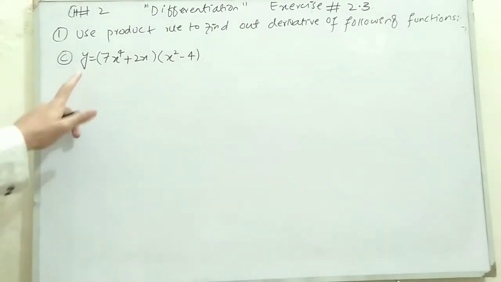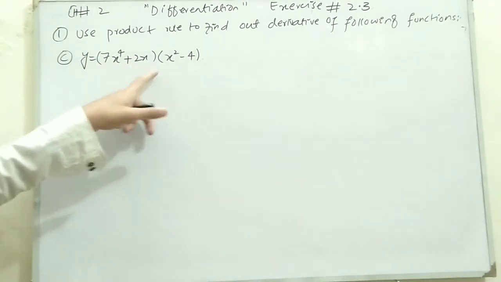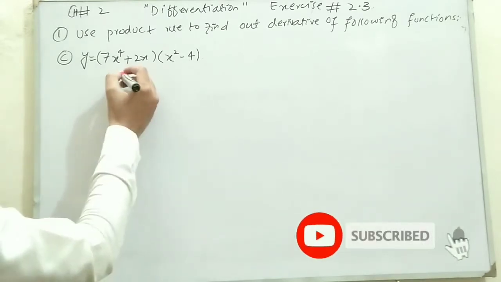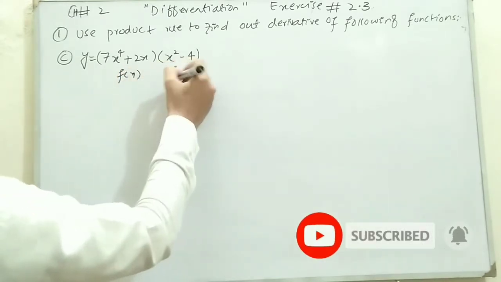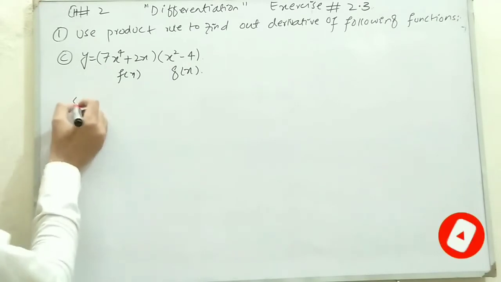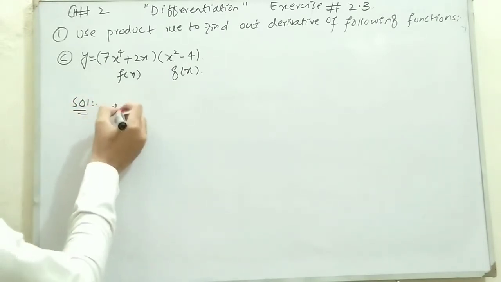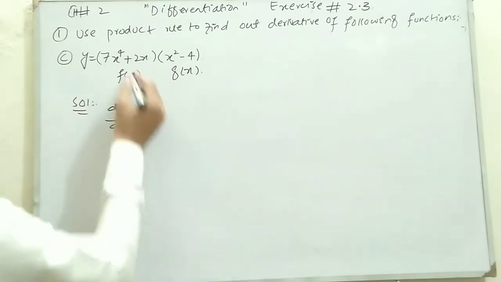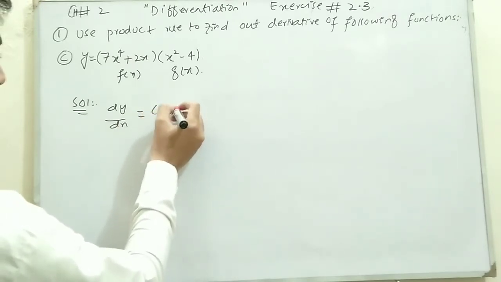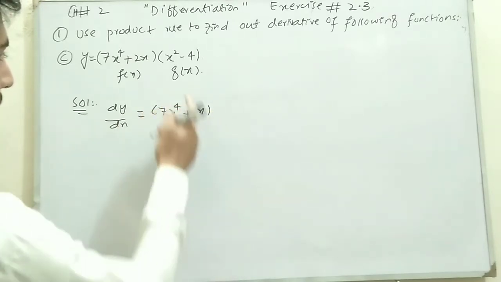It tells that a function y is equal to 7x^4 + 2x multiplied by x² − 4. Let's suppose this is the first function f(x) and this is the second function g(x). Now using the formula, the solution dy/dx is equal to the first function, which is 7x^4 + 2x, times the derivative of the second function.